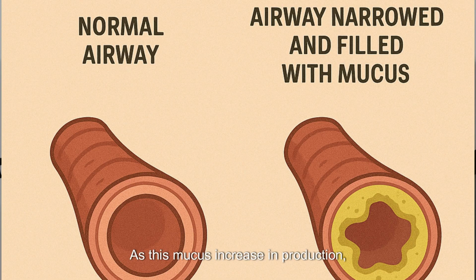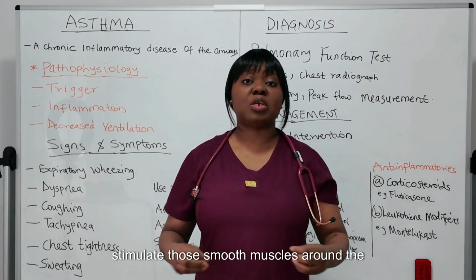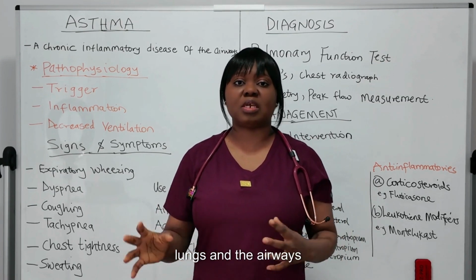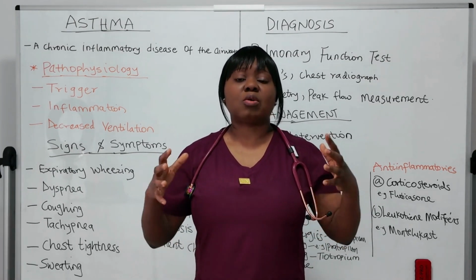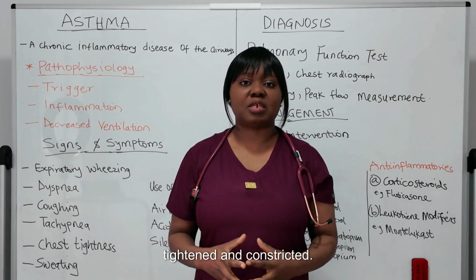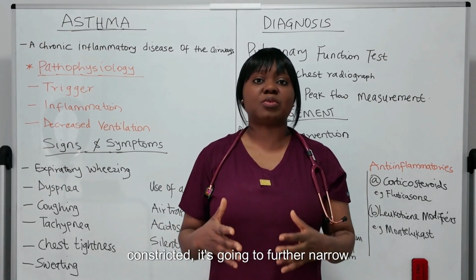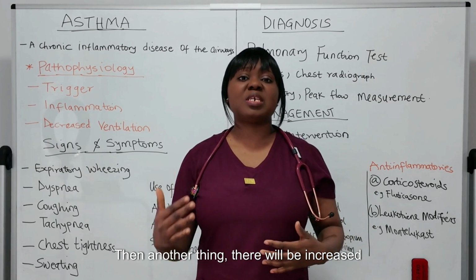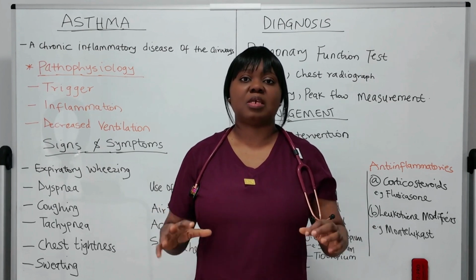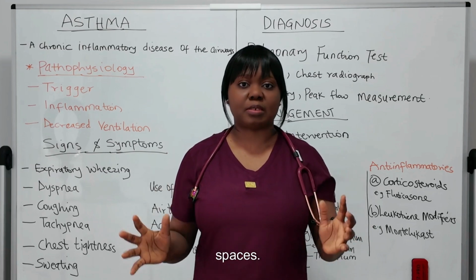As this mucus increases in production, the leukotriene also are going to stimulate those smooth muscles around the lungs and the airways, causing the bronchioles to become tightened and constricted. Now, once they become constricted, it's going to further narrow the airway. Then another thing, there will be increased vascular permeability, leading to accumulation of fluid, edema in the lung spaces.